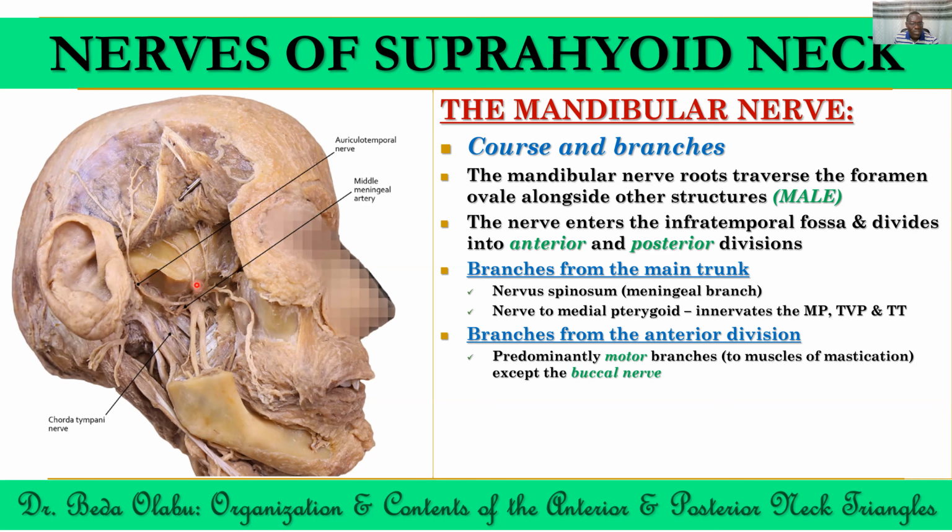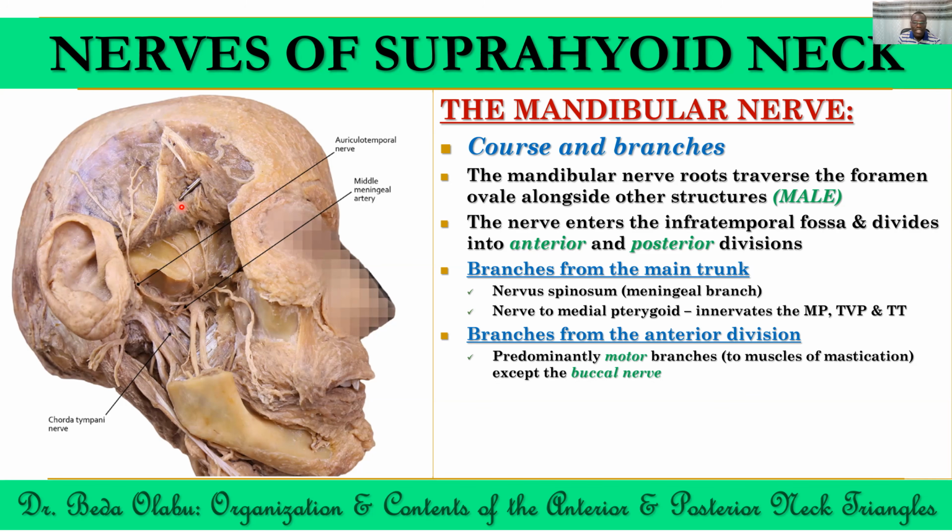You'll have branches to the temporalis muscle, which means you'll have the deep temporal nerves, the anterior and the posterior deep temporal nerves, so temporalis muscle. You'll also have a muscular branch to the lateral pterygoid muscle. We'll have a muscular branch to the masseter muscle. Those are the masseteric nerves.